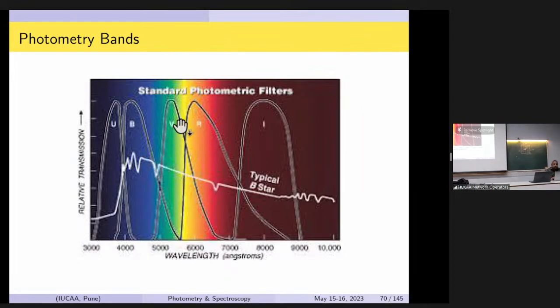So the B is at 4,500, blue. The visible filter is at 5,500, and at 6,500 is the R. There are other bands we will see, but mostly these B, V and R. And as I discussed yesterday, at least two wavelengths you can use, B and R. If you have more, then there are errors coming in.